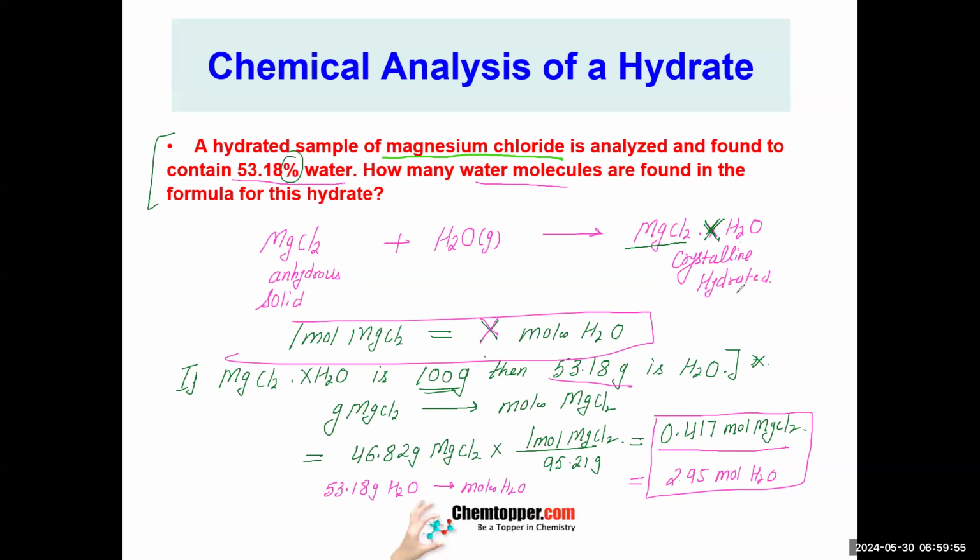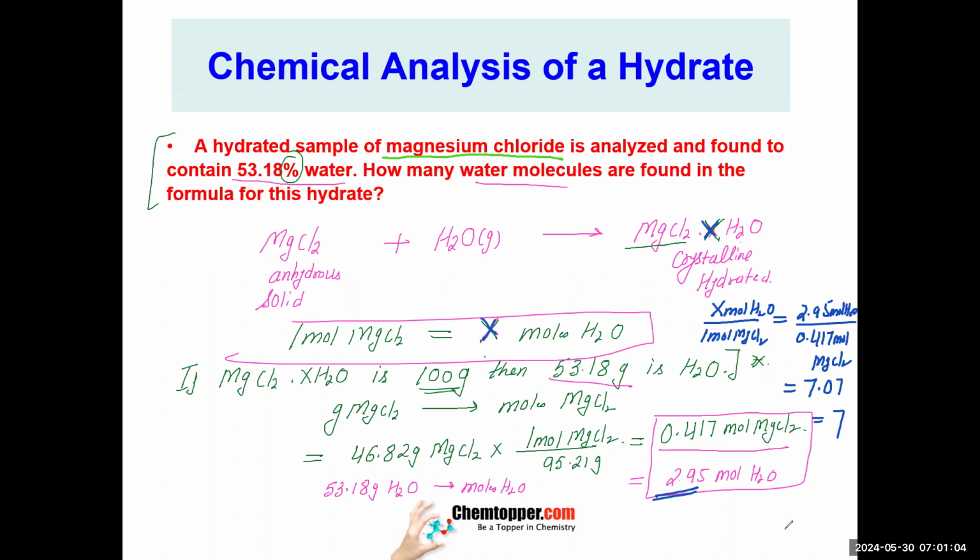So I can say, 0.417. I'm writing here, children. So I want to know X. Let's take X in the numerator so that calculation will be easy. So X moles of H2O divided by 1 mole of MgCl2 is equal to 2.95 moles of H2O divided by 0.417 moles of MgCl2. Can you solve this ratio? Get the value of X. Yes, children, what is X? 7.07. So you can take it as 7 because X is a number, a whole number. So take it as 7.